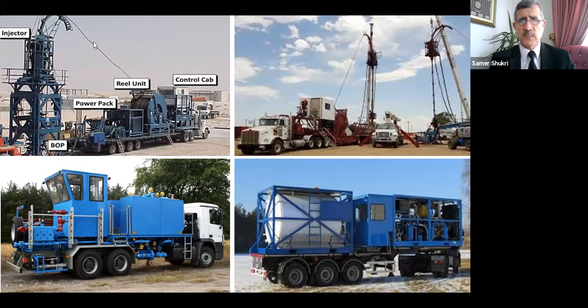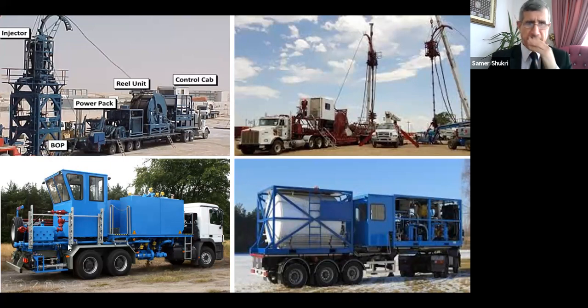What shall we use? We have to reduce the hydrostatic head against the formation. And in this case, we can make a circulation from the downhole to the surface by reducing the hydrostatic head using the nitrogen.